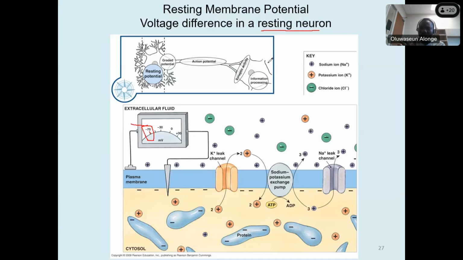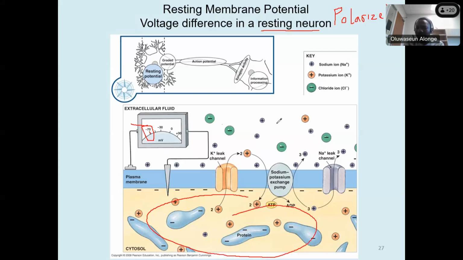Now, what are the characteristics of resting membrane potential? What is the major characteristic? At that point, we say the cell is polarized. Now, what does that mean? It means that the cell is more negative inside. So inside is more negative and outside is more positive.